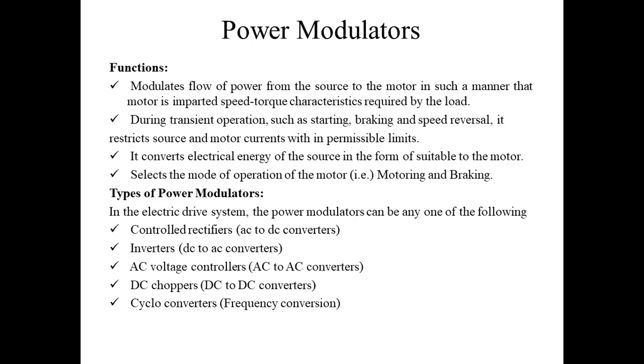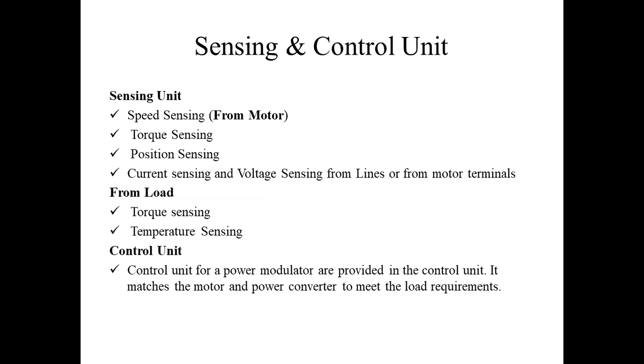Then the types of power modulator, I already told: if you want AC to DC, that is a controlled rectifier. If it is DC to AC, it's an inverter. AC to AC is an AC voltage controller. Fixed DC to variable DC is a DC chopper. And fixed frequency to variable frequency is a cycloconverter.